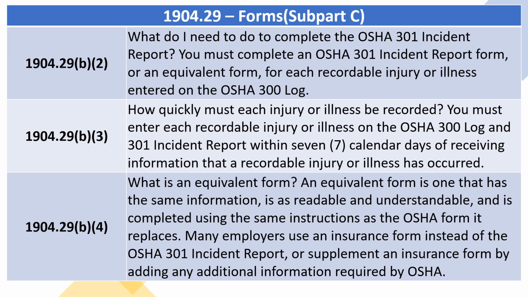1904.29(b)(4) What is an equivalent form? An equivalent form is one that has the same information, is as readable and understandable, and is completed using the same instructions as the OSHA form it replaces. Many employers use an insurance form instead of the OSHA 301 incident report, or supplement an insurance form by adding any additional information required by OSHA.